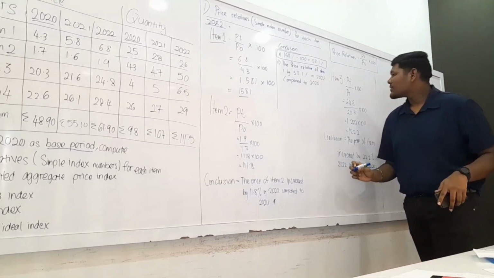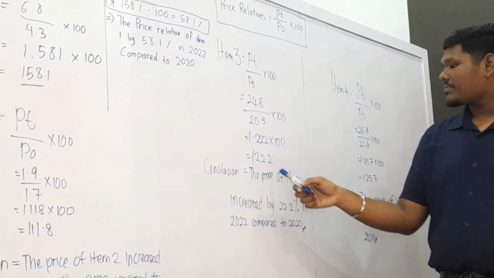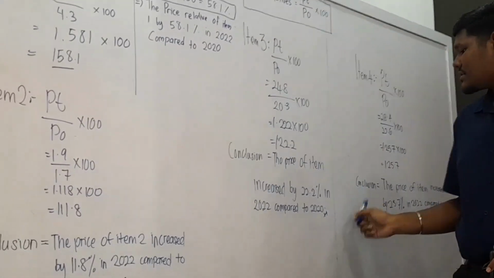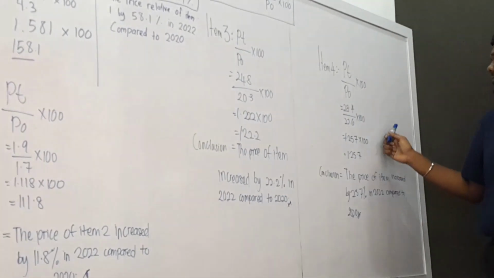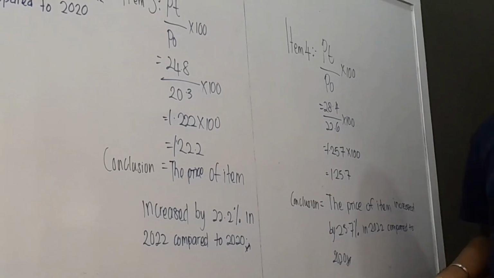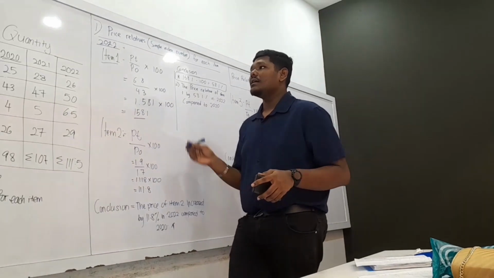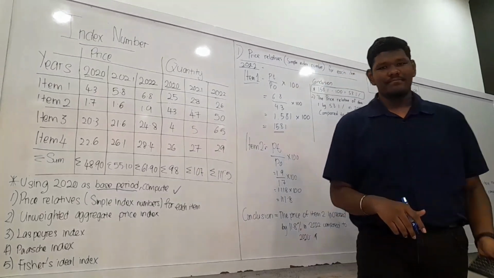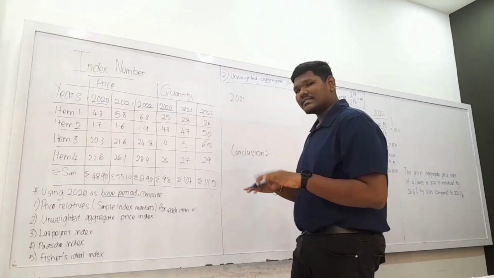Okay, so the same goes to item 3. So let's see the conclusion. The price of the item increased by 22.2 percent in 2022 compared to 2020. The same goes for item 4. Okay. So that's all for question number 1 on index numbers, finished. Okay, so let's continue to the second question.